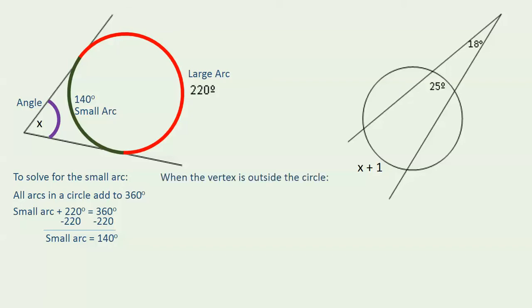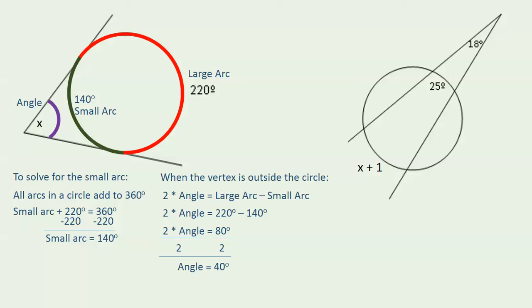Now let's solve for the angle. When the vertex of the angle is outside the circle, 2 times my angle is going to equal the large arc minus the small arc. So 2 times the angle is going to equal 220 degrees minus 140 degrees. Combining like terms, 2 times the angle equals 80 degrees. Divide both sides by 2, and the angle is 40 degrees.